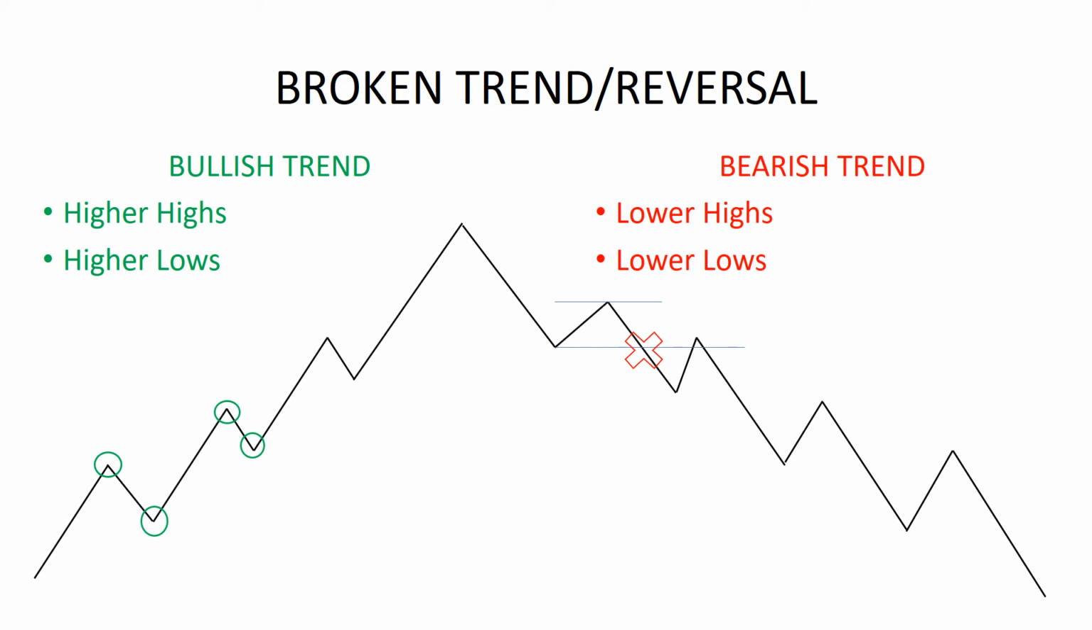So if you are watching a bullish trend play out, in order for a reversal, you need to see lower highs and lower lows. And the opposite is also true. If a bearish trend is playing out and you're looking for a reversal, you need to see some higher highs and higher lows. That means the trend is broken and it's beginning to reverse.